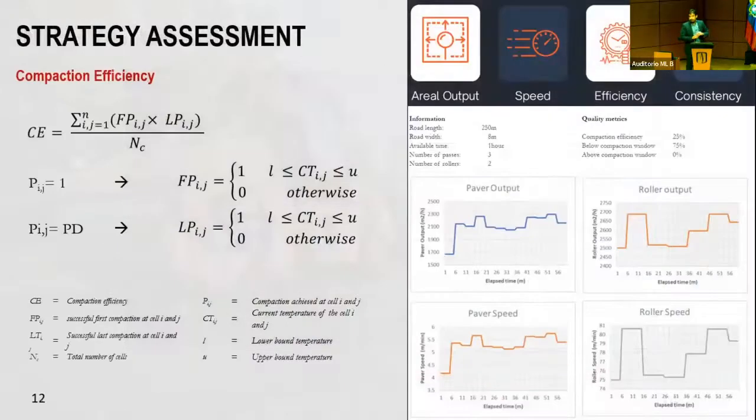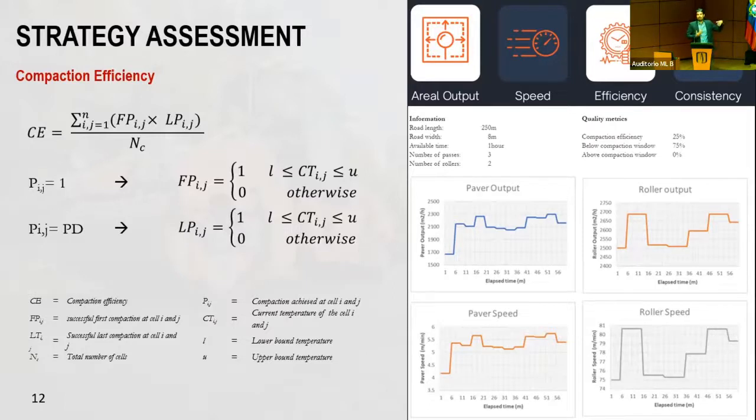But the interesting thing is that because of the 3D visualization, now we could do a lot of interesting analytics with the asphalt. So one of the things that we actually, this is an index that we defined ourselves because it actually didn't exist in literature. And we define it as compaction efficiency.